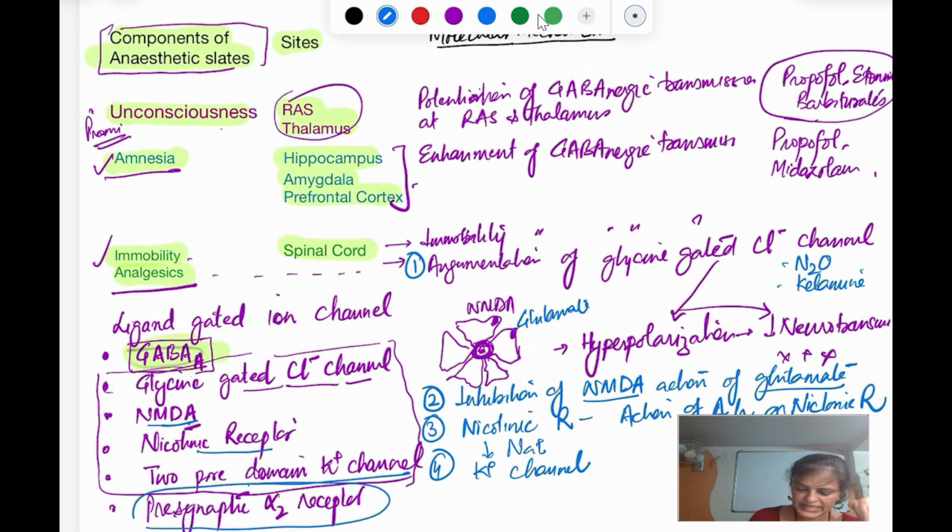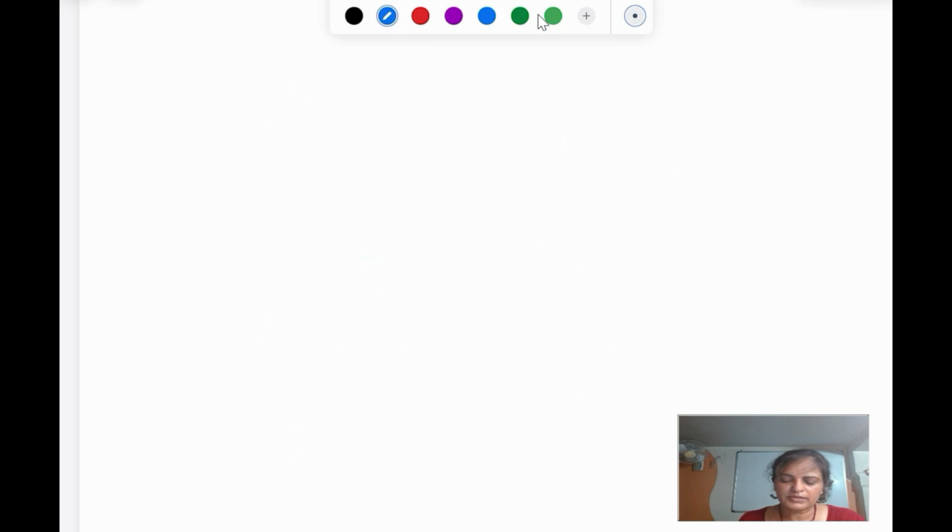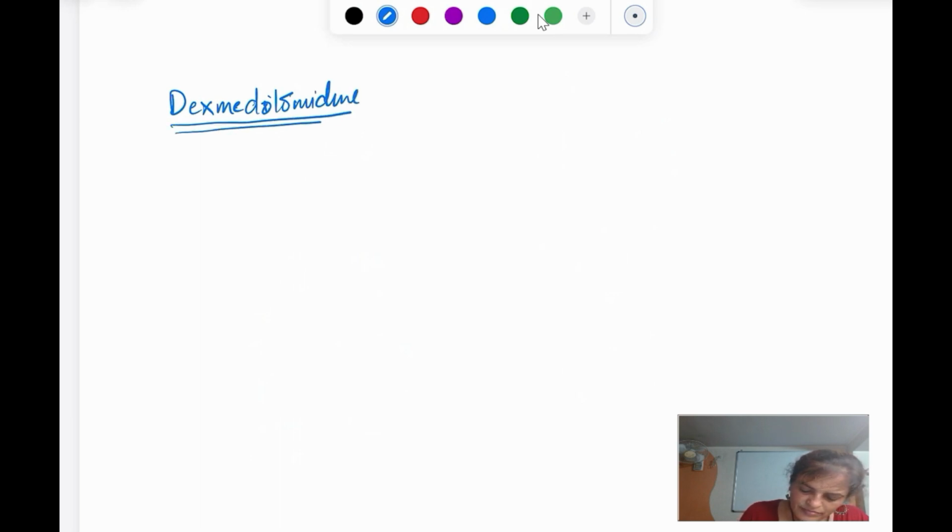ये वाला mechanism: presynaptic alpha 2 receptor. अब इस पे कौन सी drug काम करती है? There is one general anesthetic action anesthetic drug, that is dexmedetomidine. ठीक है, ये वाली. Now how is this drug going to act? So remember one thing, I'll draw here.